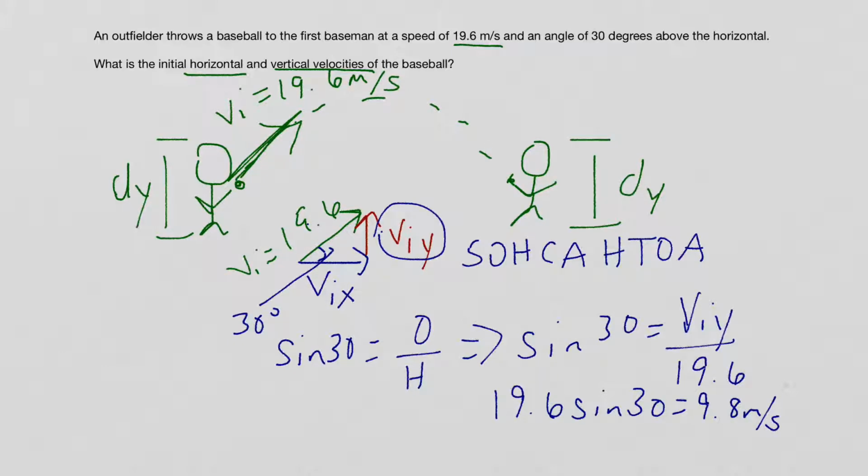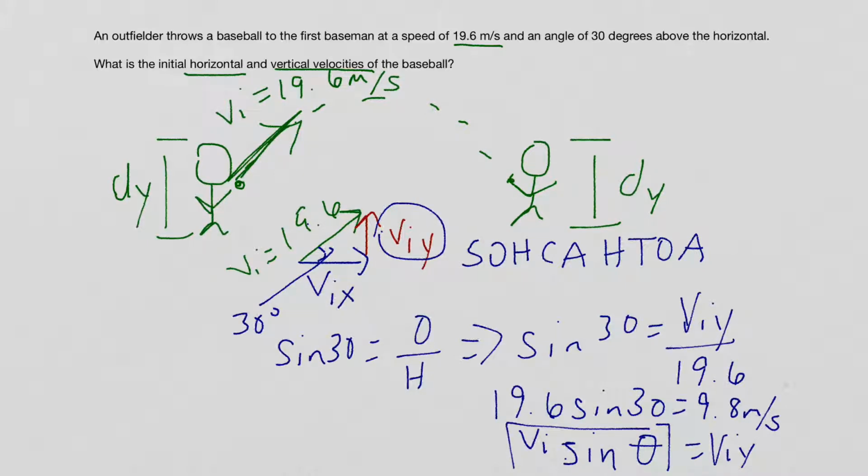Just generally, this 19.6 we can call VI, times sine of our theta, whatever angle they give us. And then we can use that equation over and over again. This is in your reference table, actually. And this is equal to the initial velocity in the y direction.